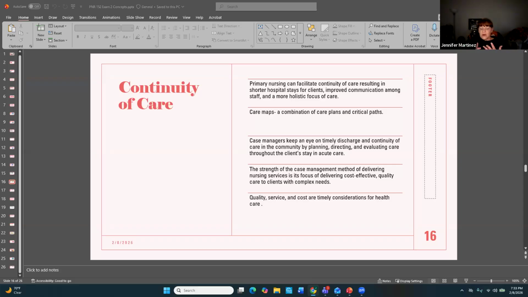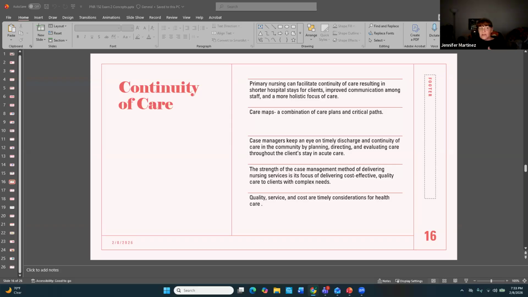They make sure that as clients are being discharged, they have the equipment that they need, the follow-up appointments, and the things that they need once they are discharged from the hospital. Case managers will follow them once they are discharged. It just depends on the organization.